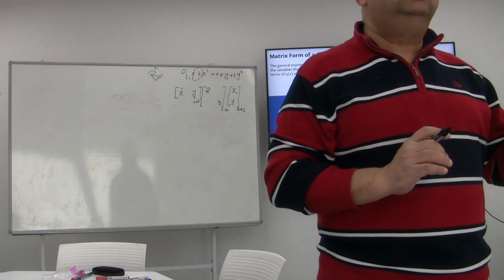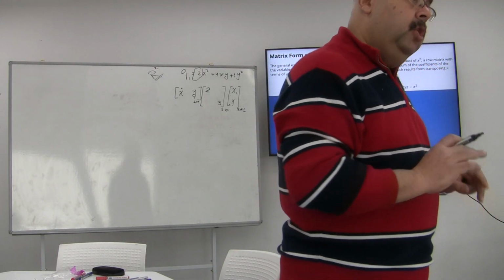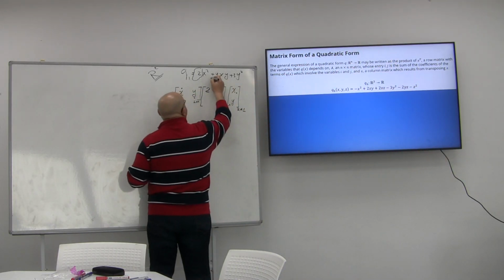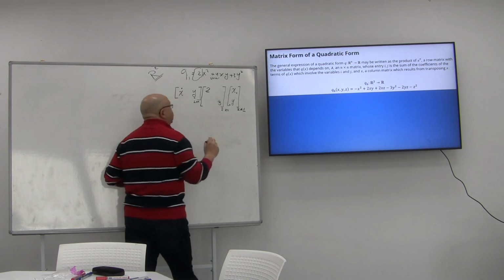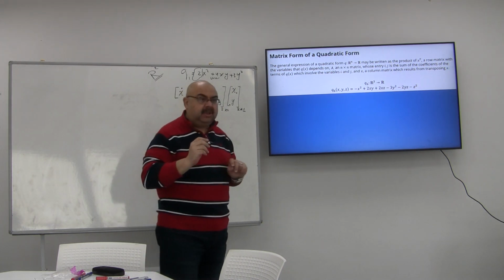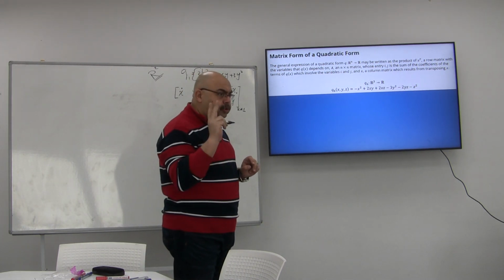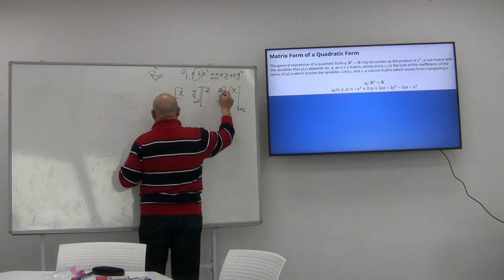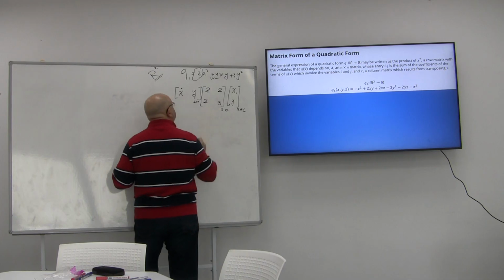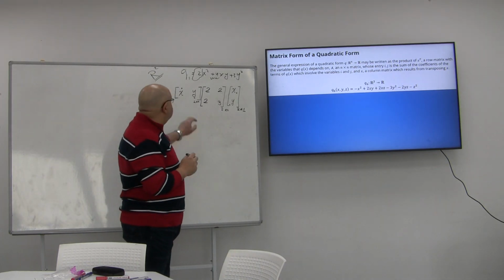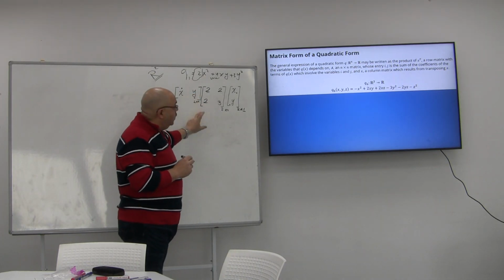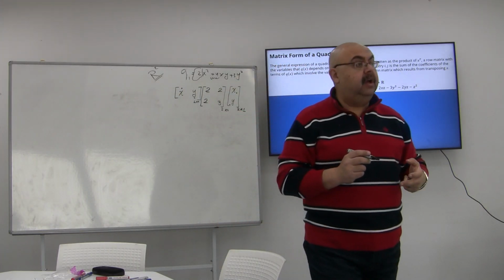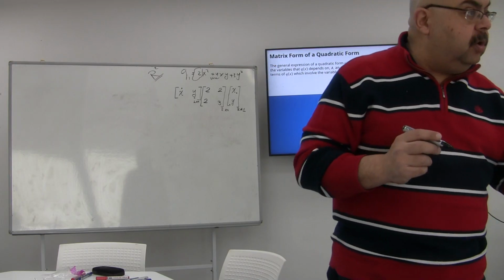What about 1 and 2 and 2 and 1? What to do in them? All I have to do simply is to look at the value of the coefficient of the mixed variables x and y. I will divide it by 2 and put half of it on the 1 and 2 and the other half on the 2 and 1. So this is going to be the matrix that I'm going to deal with in order to determine the type of the classification of this quadratic form.